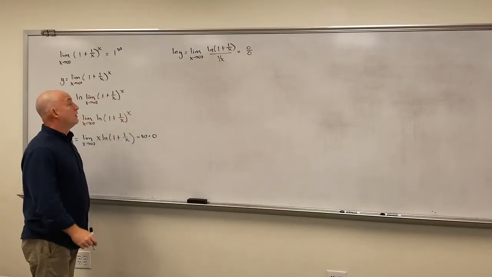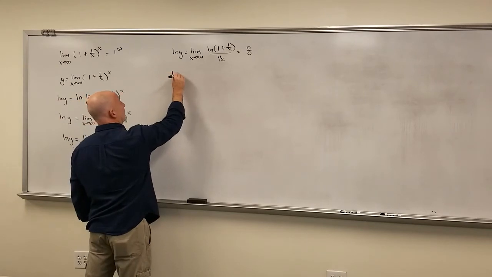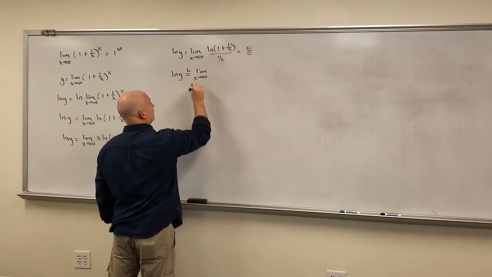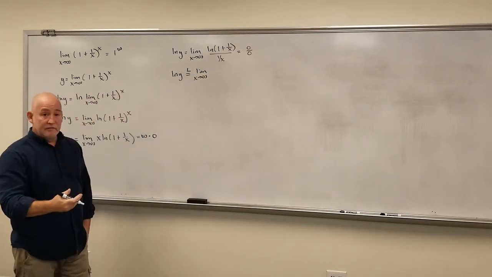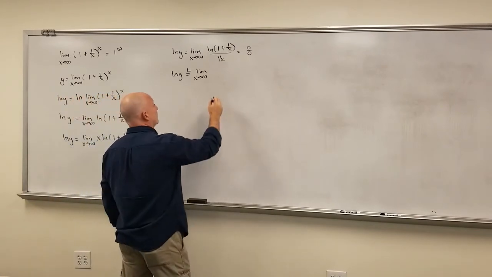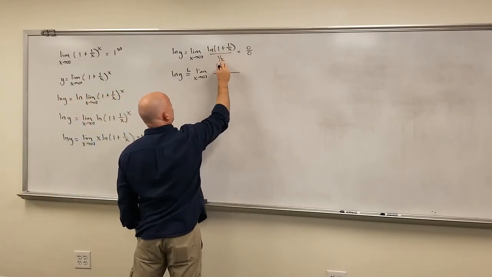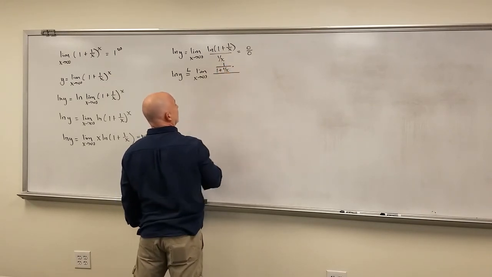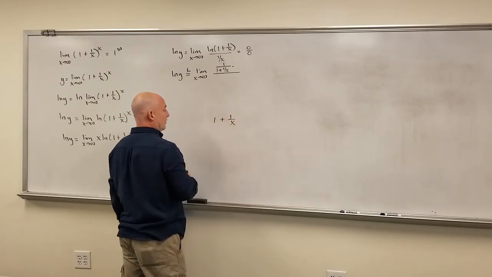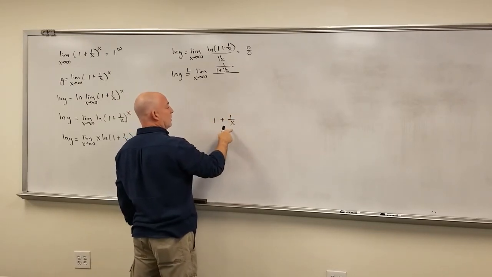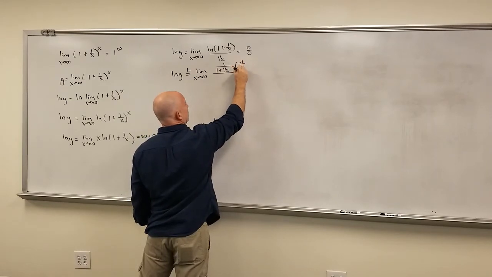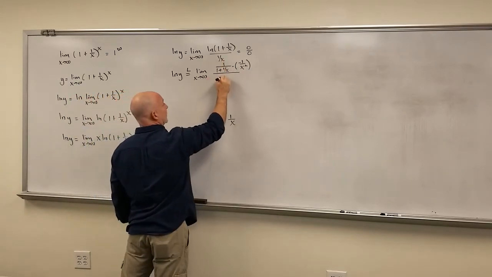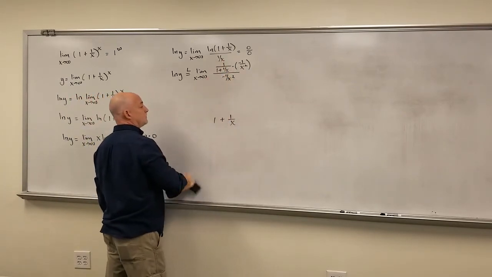So now we can do L'Hopital's rule. So the natural log of y is equal, by L'Hopital's, to the limit as x goes to infinity of the derivative of the top divided by the derivative of the bottom. That's going to be a little ugly looking. Remember, the derivative of a log is 1 over the argument times the derivative of the argument. So the derivative of 1 plus 1 over x: the derivative of 1 is 0, and the derivative of 1 over x is negative 1 over x squared. Remember, that's x to the negative 1. Same thing in the denominator: the derivative of 1 over x is negative 1 over x squared.